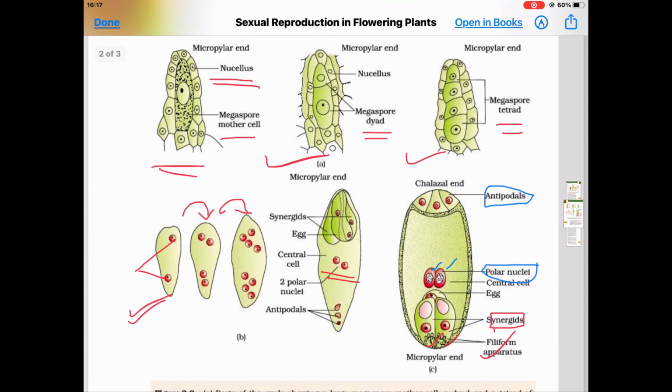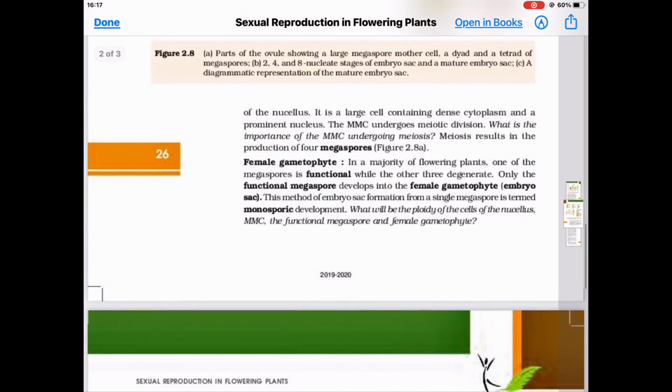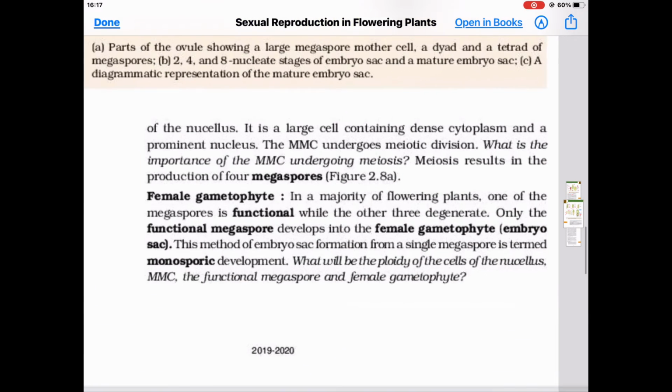It is a large cell containing dense cytoplasm and a prominent nucleus. The megaspore mother cell undergoes meiotic division. What is the importance of the megaspore mother cell undergoing meiosis? Meiosis results in the production of 4 megaspores. We have studied that a megaspore tetrad is formed, that is, by meiosis 4 cells are formed. Now the ploidy of this megaspore is haploid, because reductional division has occurred.